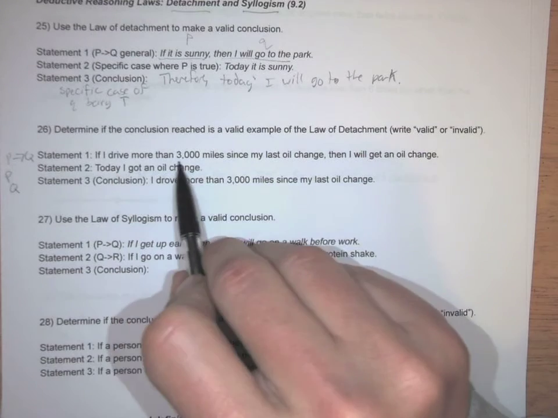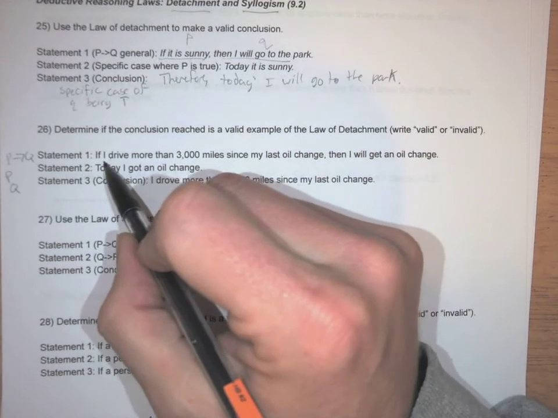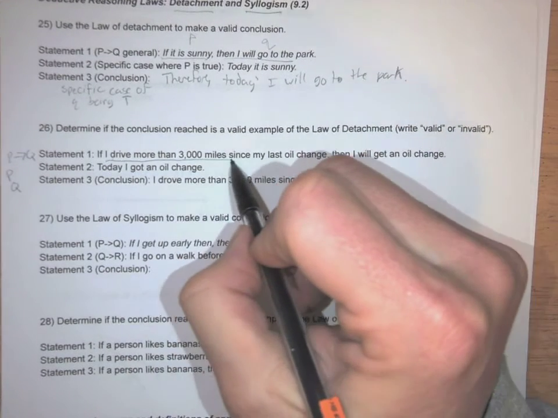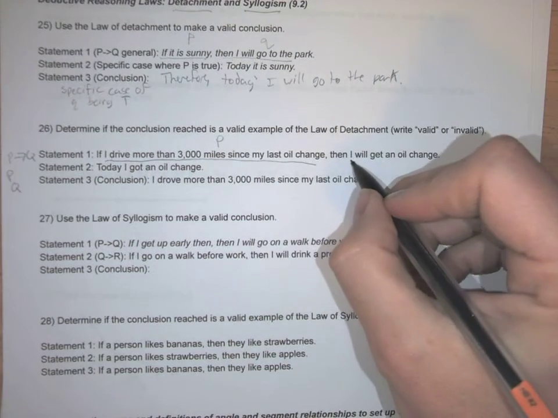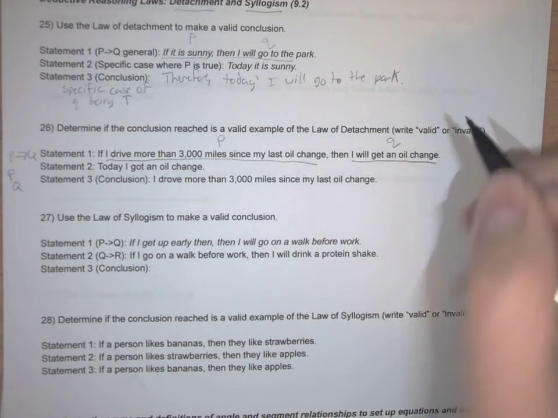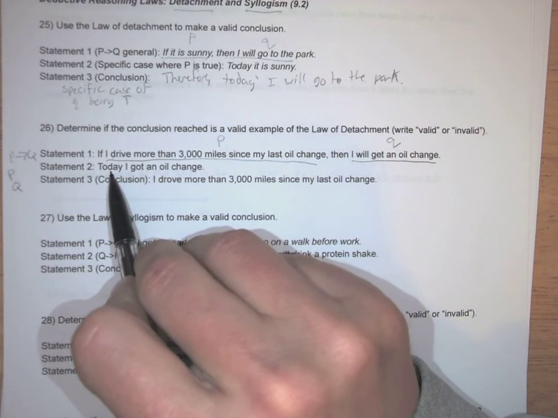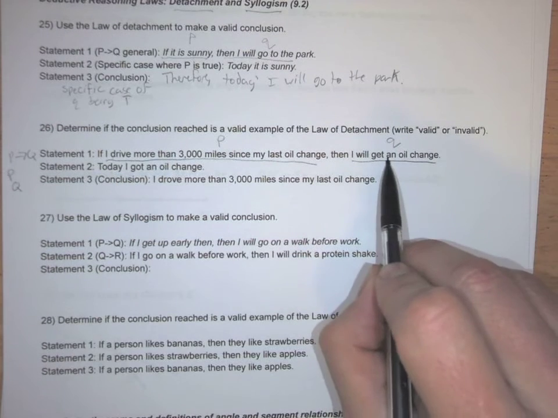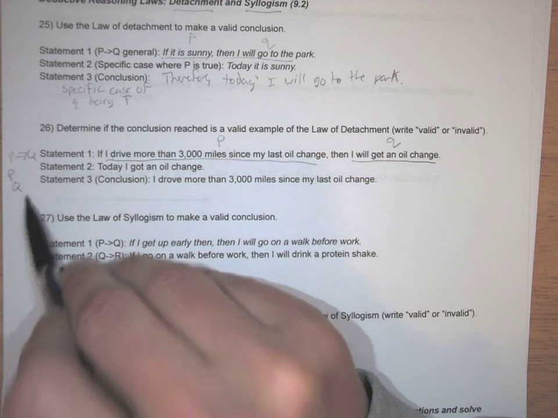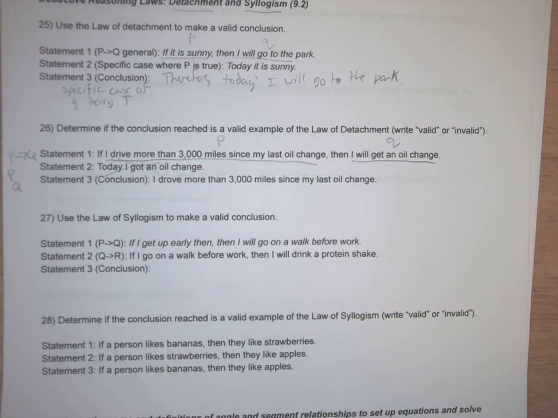Okay, if I drive more than 3,000 miles since my last oil change, then I will get an oil change. So this part, I drive more than 3,000 miles since my last oil change, is P, and this part, I get an oil change, is Q. Okay, so now again, today, a specific example, today I got an oil change, but that's Q. It's supposed to be P, and it's Q. So this is definitely not a detachment. We know right off the bat it's not a detachment.